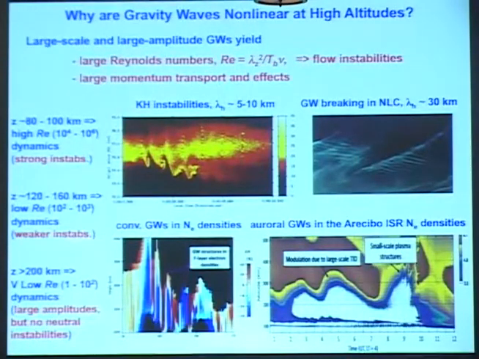There's another middle ground here between roughly 100 to 160 kilometers or so, where we expect to have some combination of these instability processes that we see lower down and the larger amplitude responses that we see higher up. And I'm going to focus what I'm talking about today on these regions where the Reynolds number is either very high or moderately high, such that we can still have smaller scale instabilities.